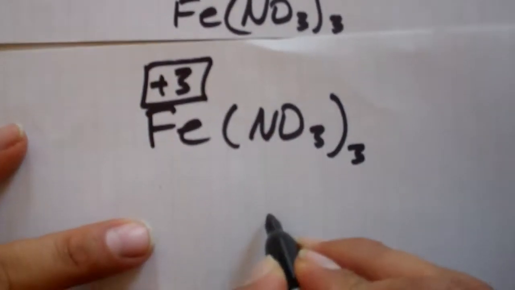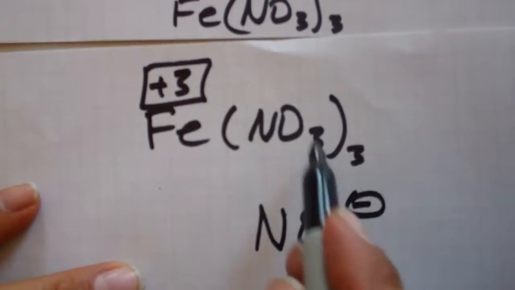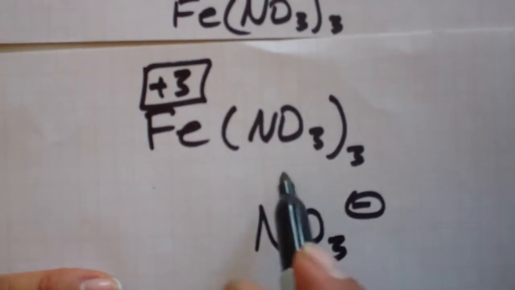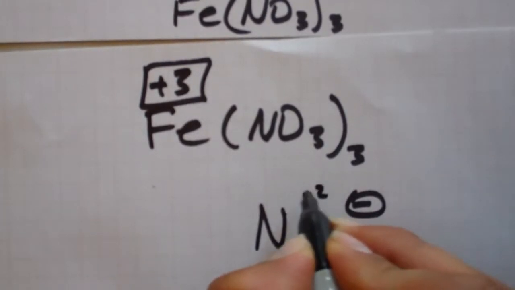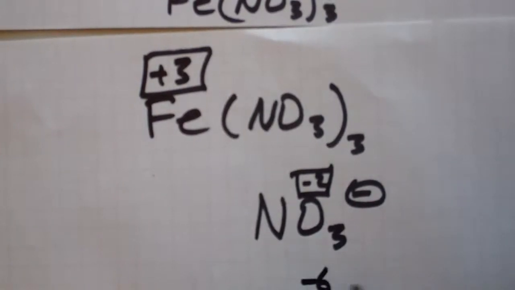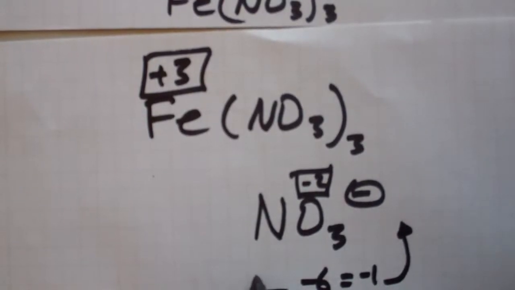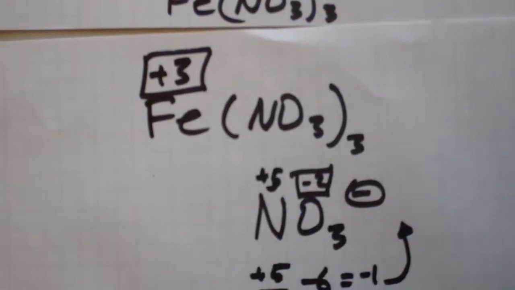So let's break down nitrate into its individual pieces. NO3 minus. There's 3 of them, but they're the same 3, so we just need to do each atom at a time. So oxygen is -2. Since there are 3 of those, that's -6. The total has to equal the charge, which is -1. So what does this number have to be? That's right, kids, +5. So nitrogen is +5.